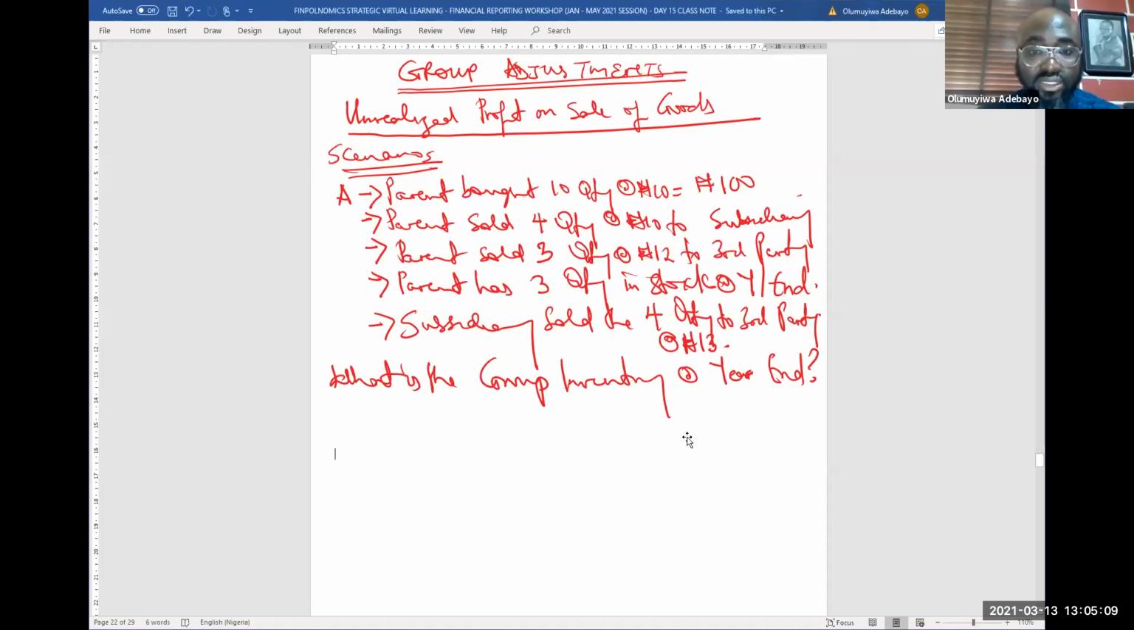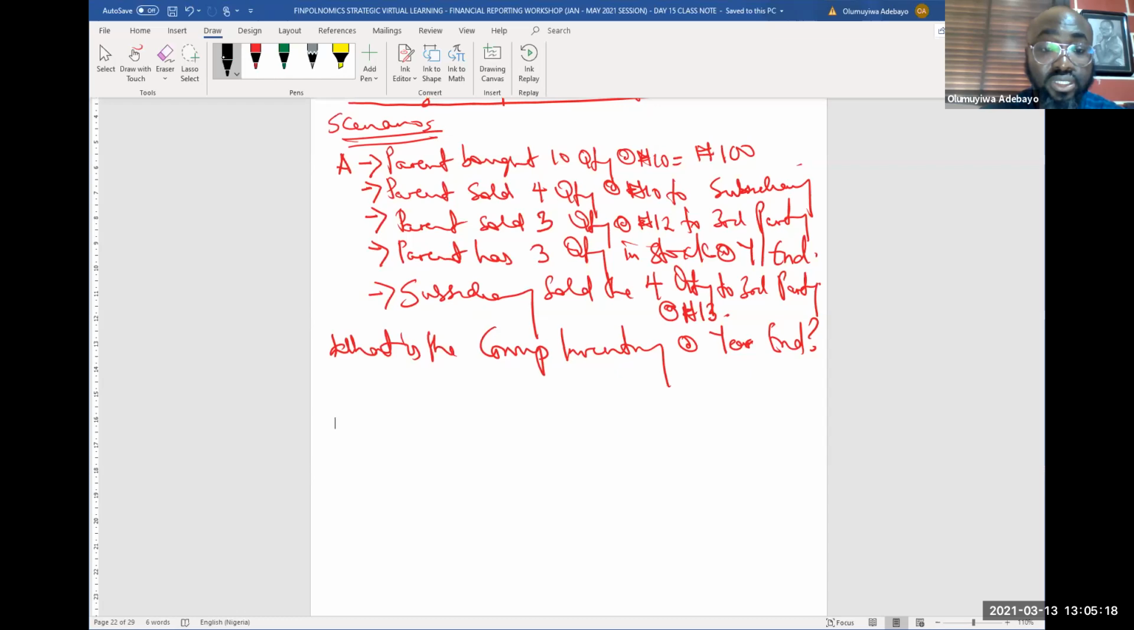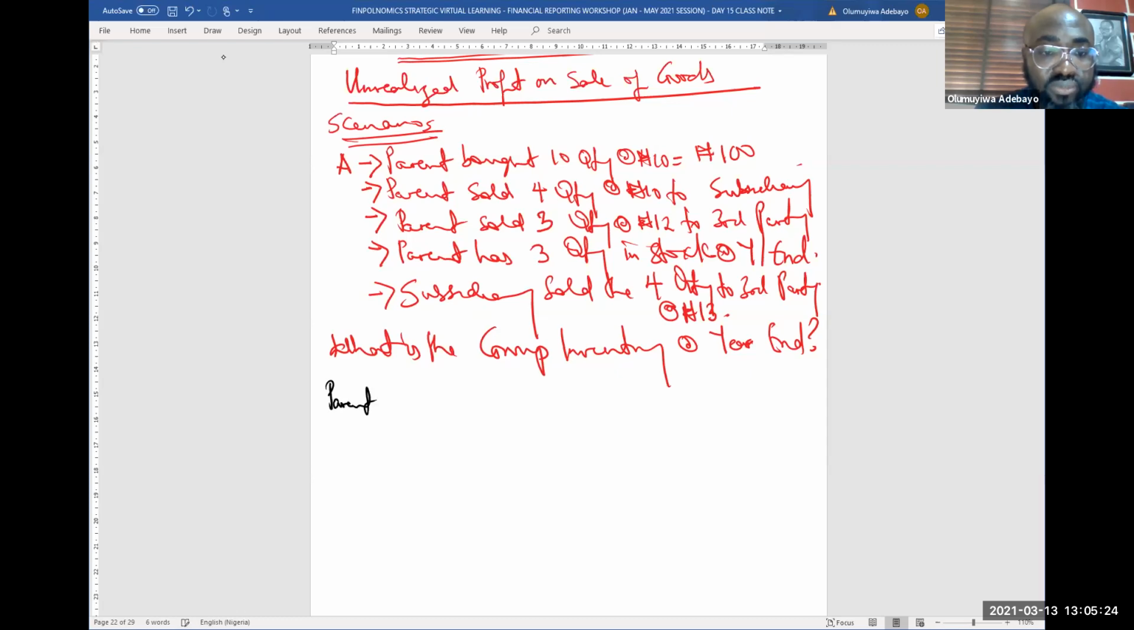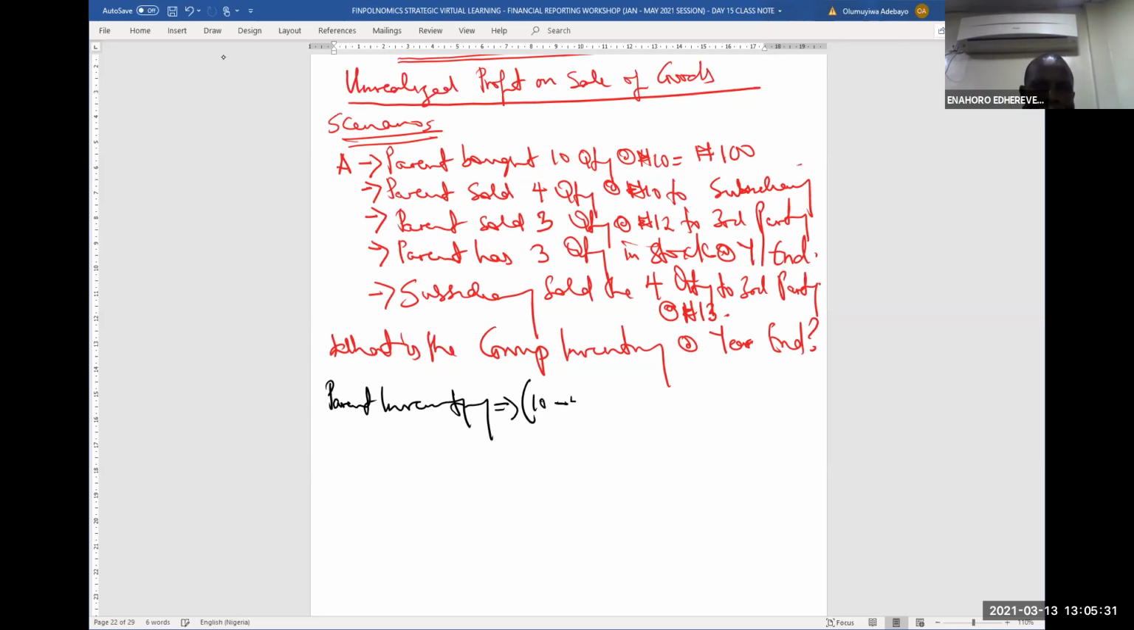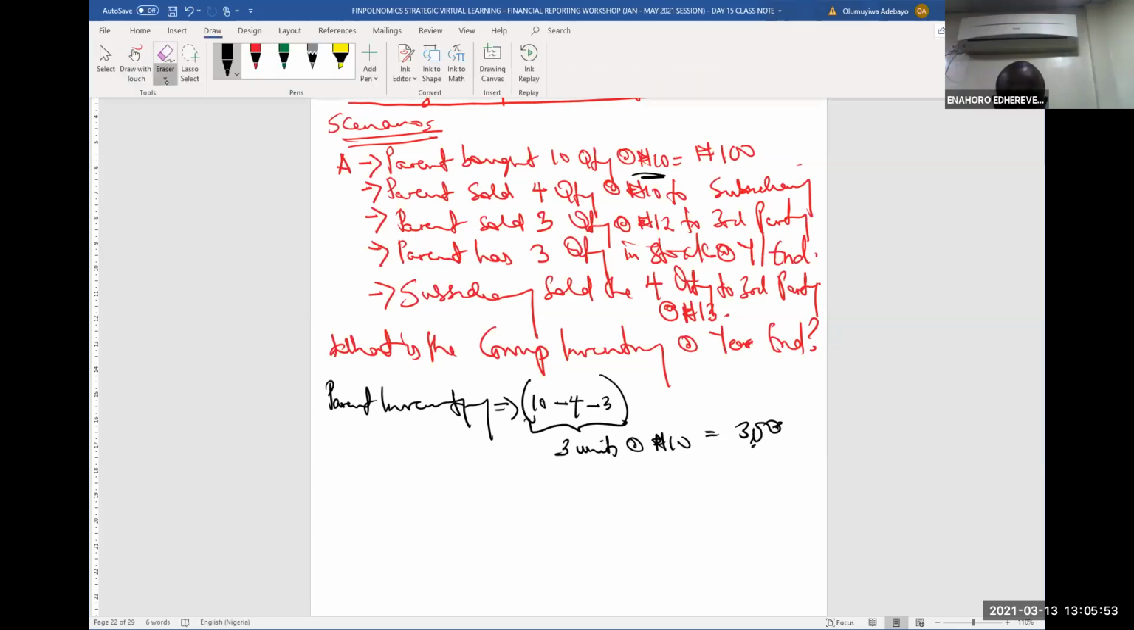Okay. Now, what Simply has done is the same thing we are trying to do here. What we are trying to do here is to say that invariably, the parent's inventory is based on the fact that he bought 10, he sold 4 to subsidiary, he sold 3 to third party. All in all, what is left is what? 3 units. At what price? At the cost price of 10 naira. Would give us what? 300. Is it 300 or 30? Sorry. It's 30.